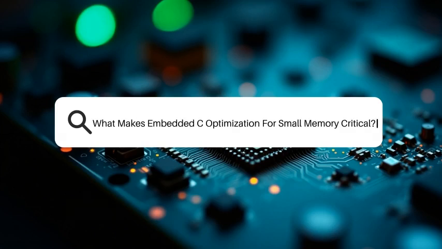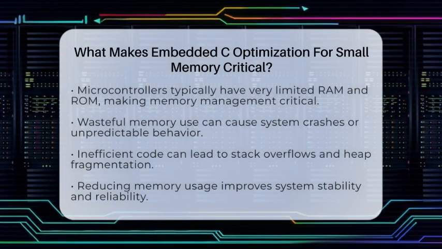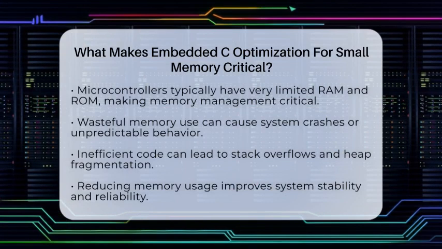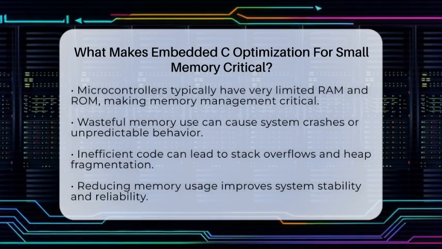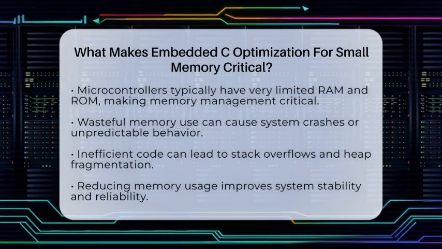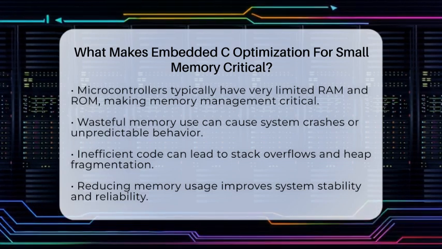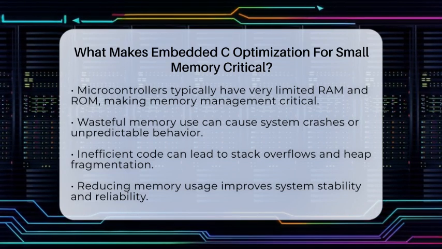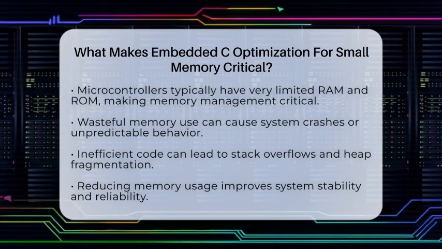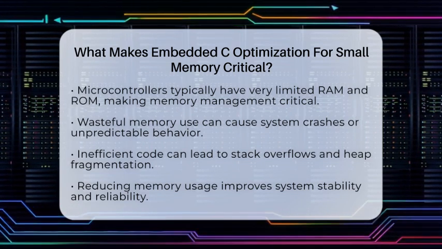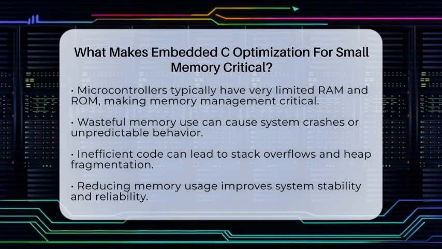What makes embedded C optimization for small memory critical? Imagine trying to fit a large puzzle into a tiny box. That's what programming microcontrollers with limited memory feels like. Embedded systems often have very small RAM and ROM. Every byte counts because these microcontrollers might only have a few kilobytes of RAM and less than 100 kilobytes of ROM. If you waste memory, your system might crash or behave unpredictably.